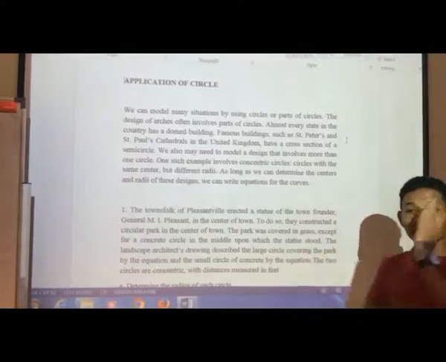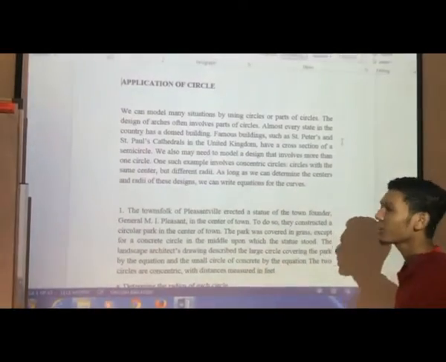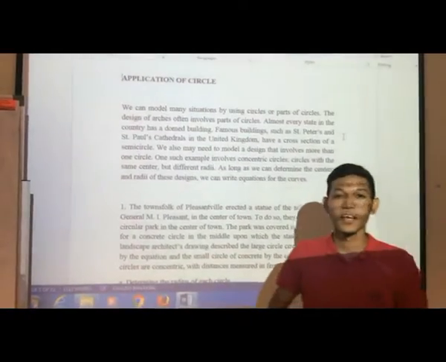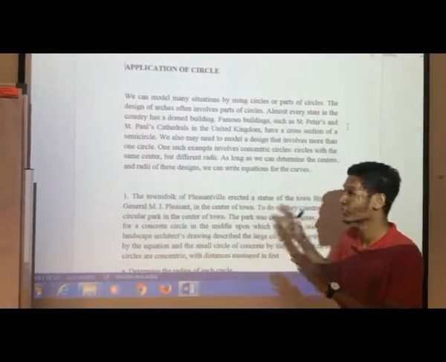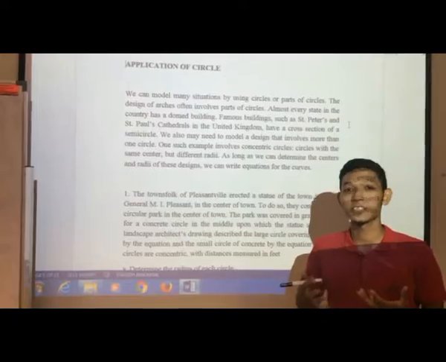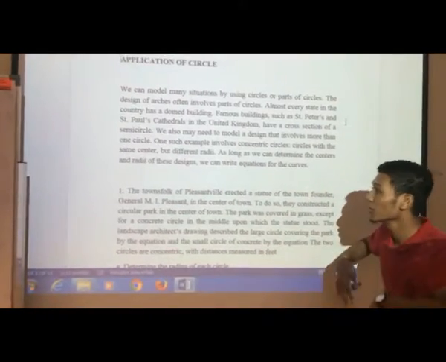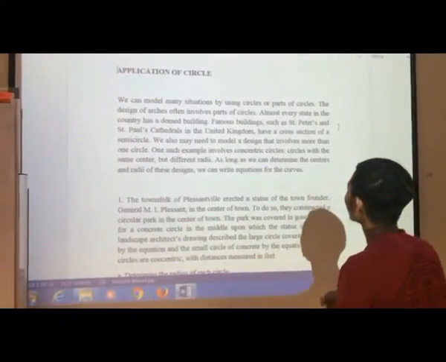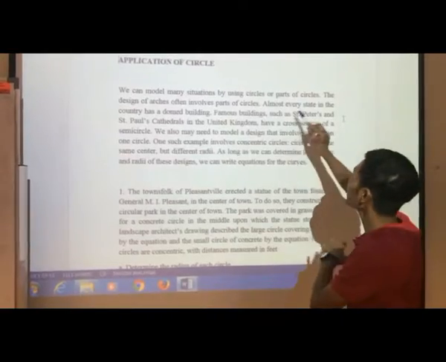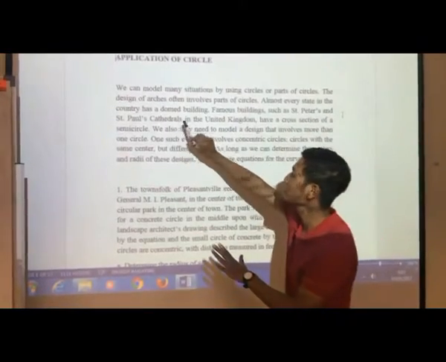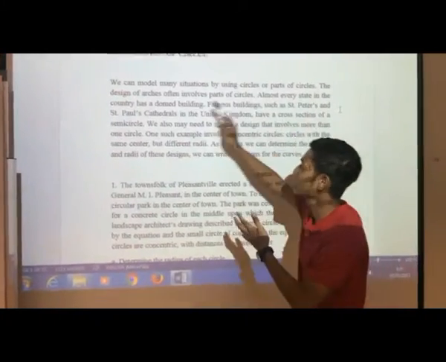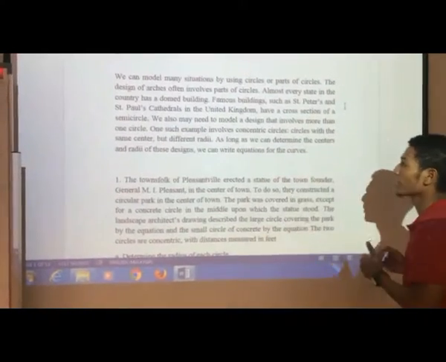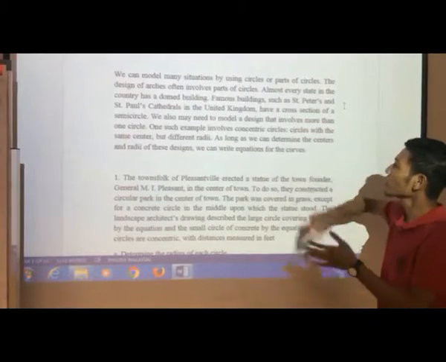Next, this is the application of the circle. In conic sections, we have four types. The circle has many applications in our real life. For example, almost every state in the country has a dome building, famous buildings such as Saint Peter's, Saint Paul's, and so on.